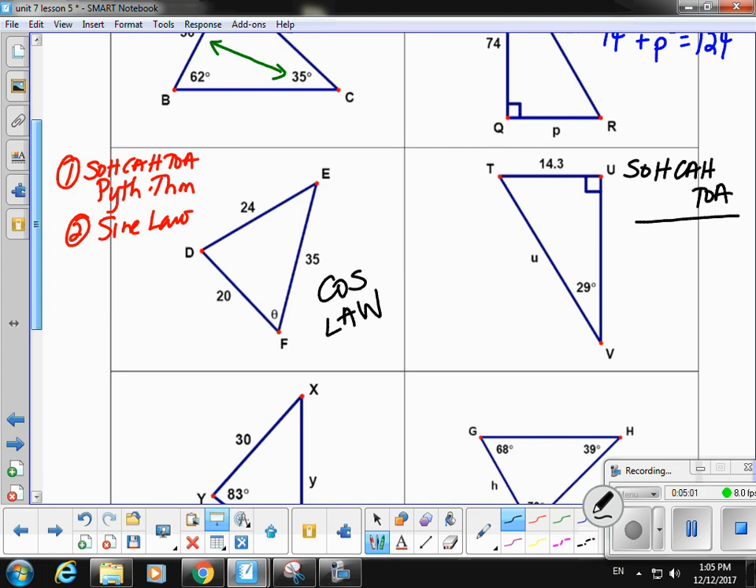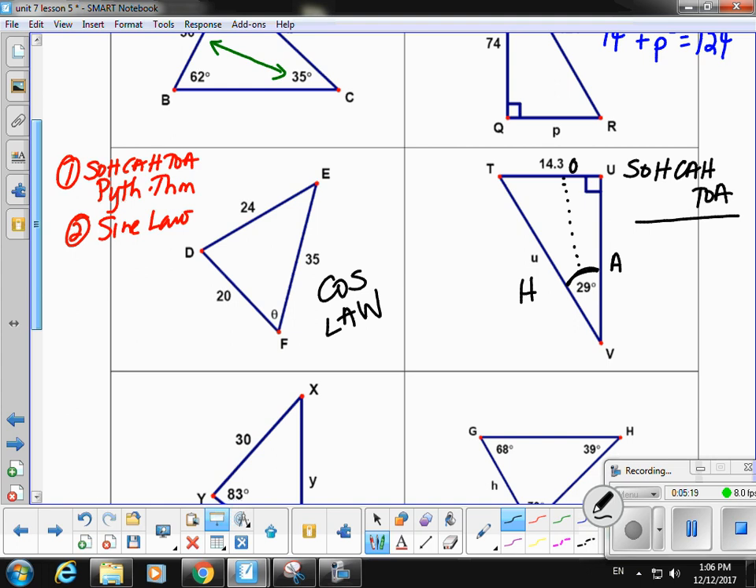So my 29 degrees is the angle that I'm given. I'm going to mark the sides: adjacent, opposite, and hypotenuse. The hypotenuse side is u. It's across from the right angle. My opposite is way over here, and my adjacent is the one right beside.